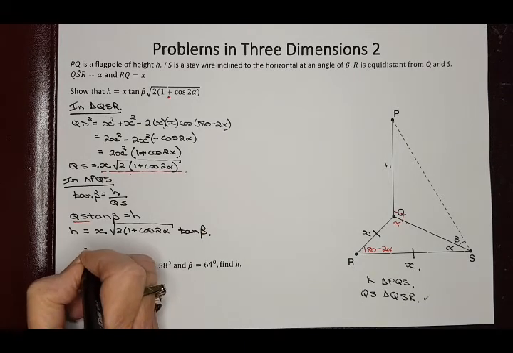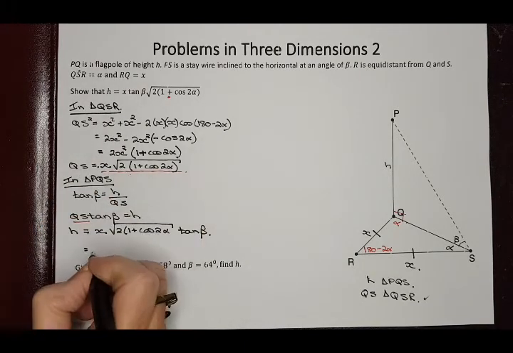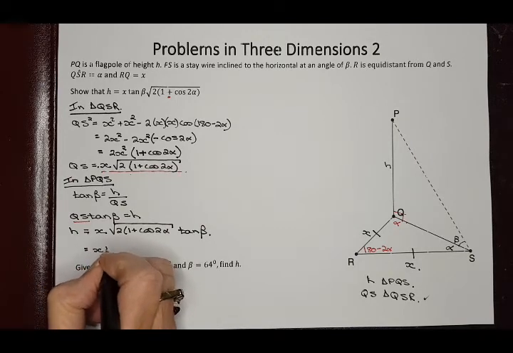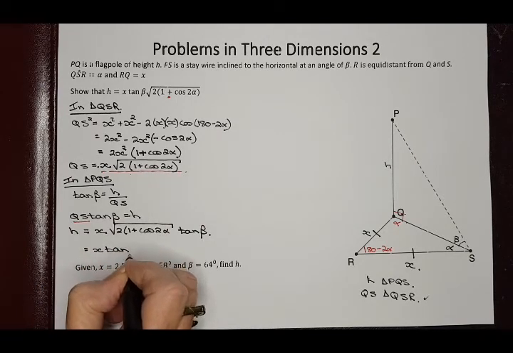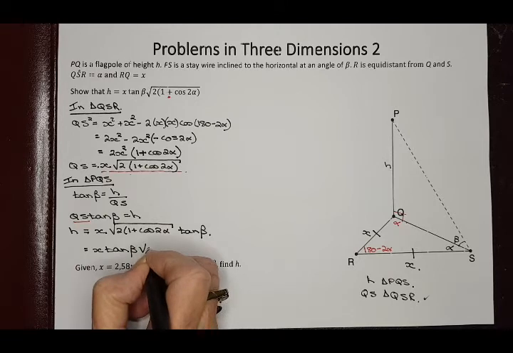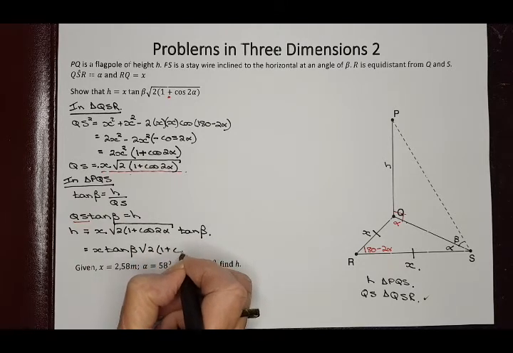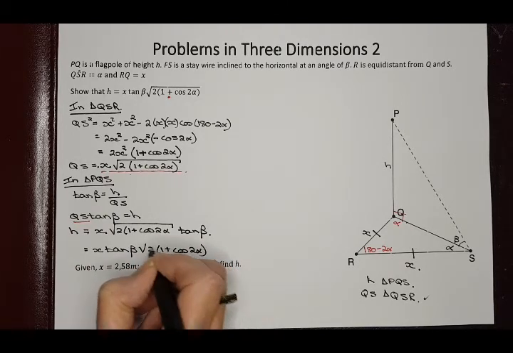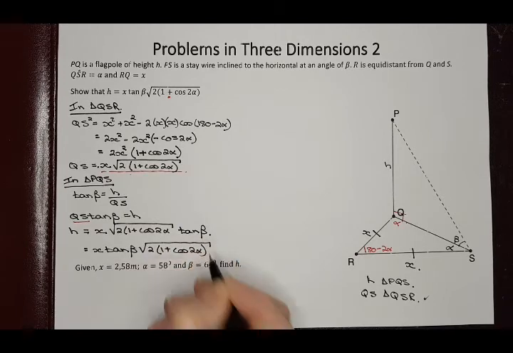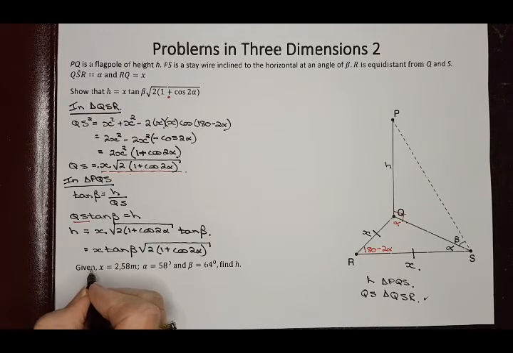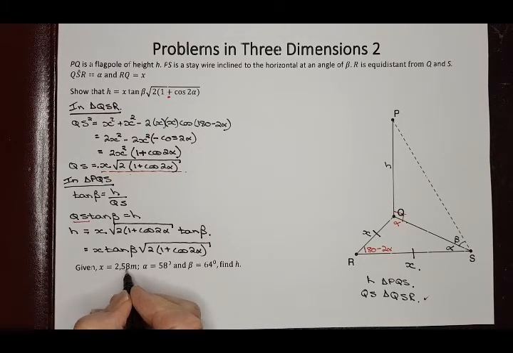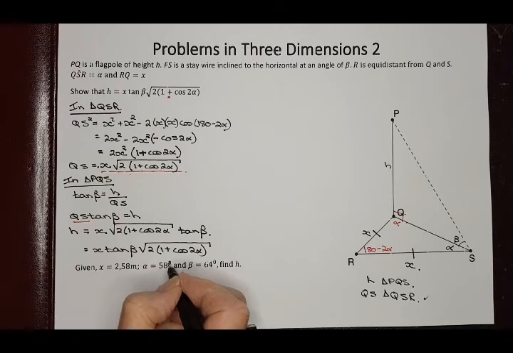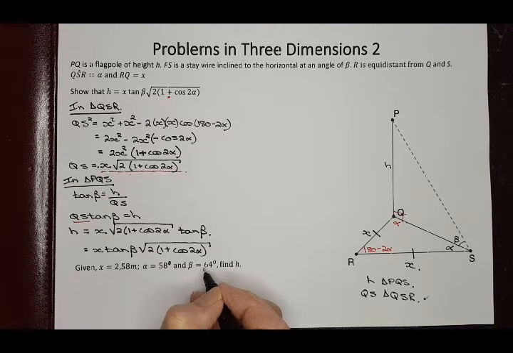And if you want to make it look exactly the same as what they asked us, obviously it doesn't matter in which order you multiply. So x tan beta times the square root of 2 bracket 1 plus cos 2 alpha, and we are finished. Again, in the sum, they've given us some numerical values. We are given that x is equal to 2,58, alpha is equal to 58 degrees, and beta is equal to 64. So just find h.